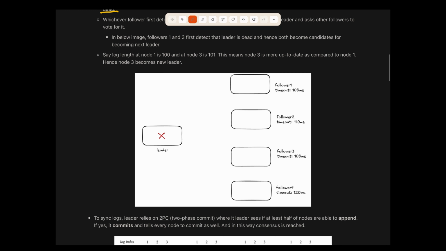For example, this is the leader and there are 4 followers. Follower 1 is maintaining a timeout of 100 milliseconds. So if the leader's is-alive message, the heartbeat, does not reach follower 1 in 100 milliseconds, it will say that the leader might be dead, but it will keep retrying. That means it will wait for 3 such cycles, for example, in this case, 300 milliseconds. If it sees that still no heartbeat is there, it will declare from its side that I have not got any heartbeat from the leader, and hence, due to my timeout, after 3 retries, I am saying that the leader is dead.